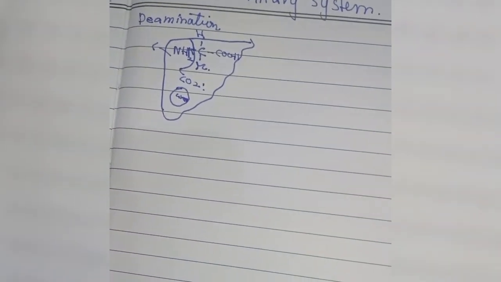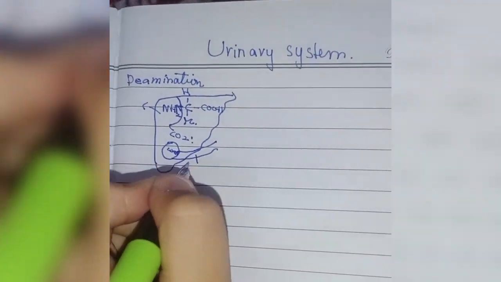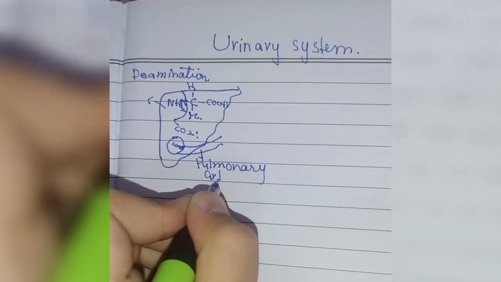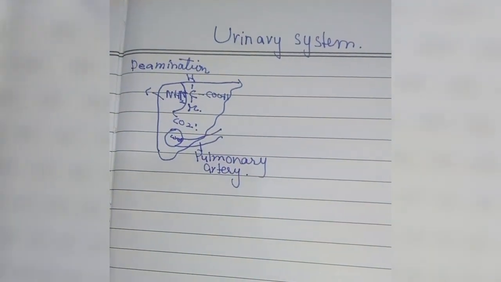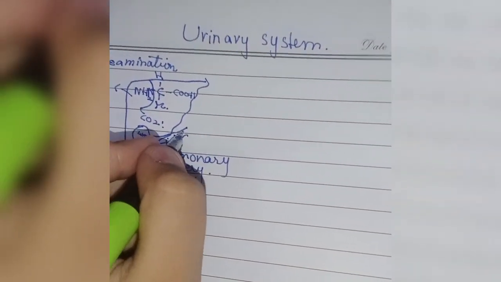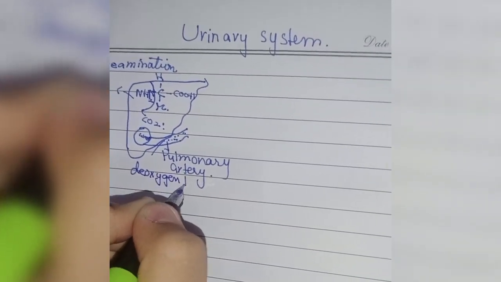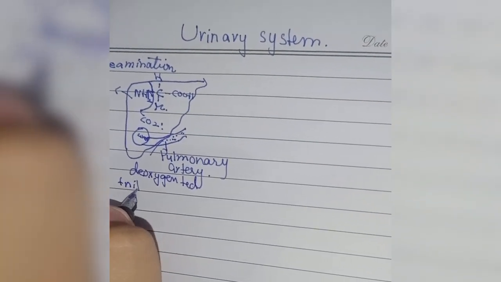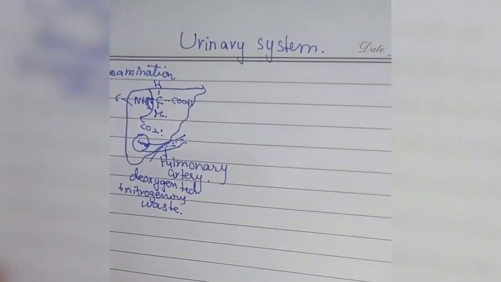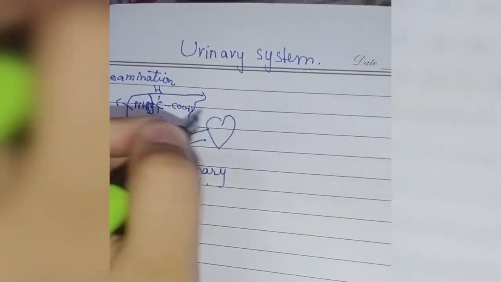Okay, so from the urea cycle, urea was carried by the pulmonary artery. The pulmonary artery was carrying the urea, and in that we have the deoxygenated blood, deoxygenated plus nitrogenous waste. So this was basically opened in the heart.